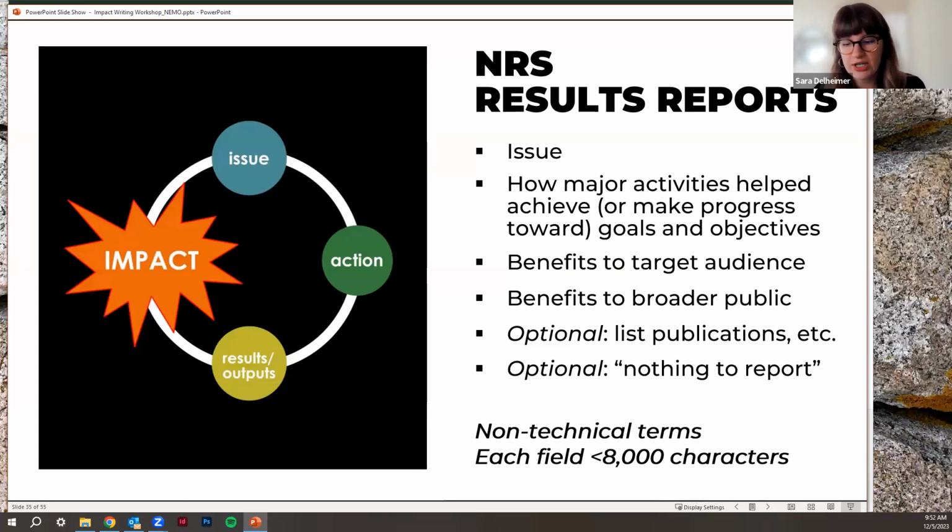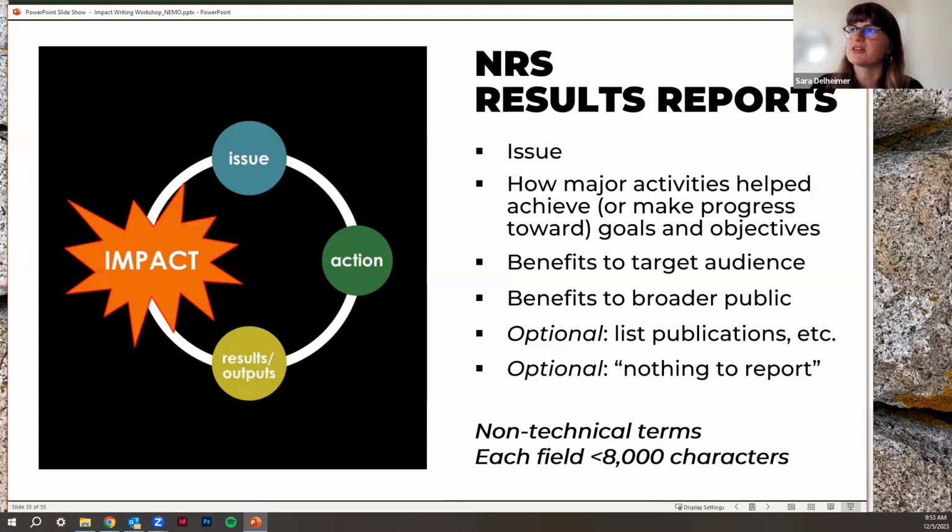They ask four key questions about the issue, about the major activities, and then about how the target audience benefited, and then how the broader public benefited. So they do ask about that sort of public value. All sections should be written with non-technical language and be less than 8,000 characters. So again, we're seeing those principles of impact statements, short, no jargon, things like that.